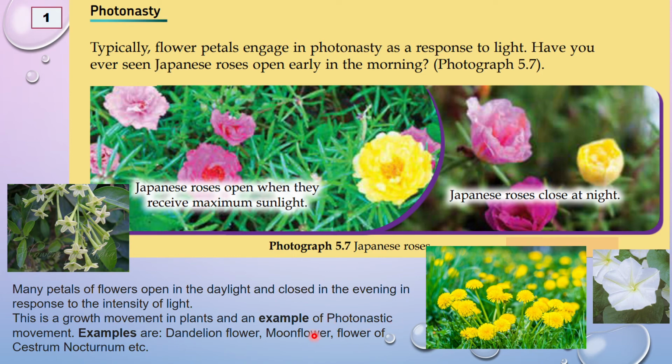Other examples are the dandelion flower, the yellow ones over here, the moonflower, the white one, and also here at the left-hand side, that's the Cestrum nocturnum flower. This is the first type of nastic movement, nastic responses.